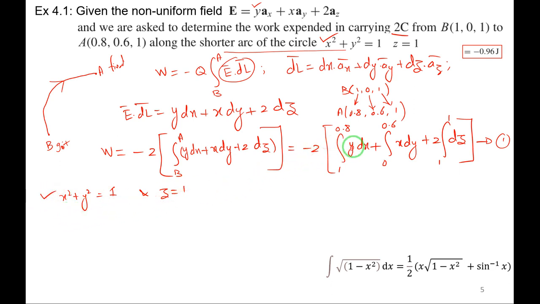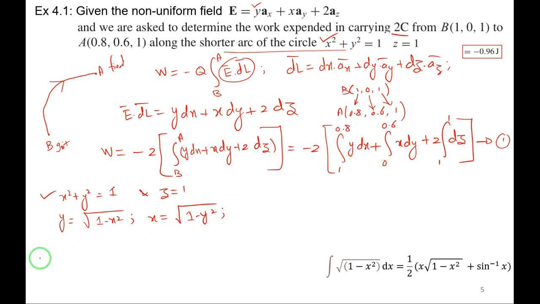So I want y in terms of x. Y is equal to the root of 1 minus x square. So instead of y, I will write root of 1 minus x square into dx. Then the second integration, x into dy: I want x in terms of y. Using the same equation, x is equal to root of 1 minus y square, so I will replace x by root of 1 minus y square into dy. This last integral will cancel because the limits are the same, 1 to 1. We'll see it later.